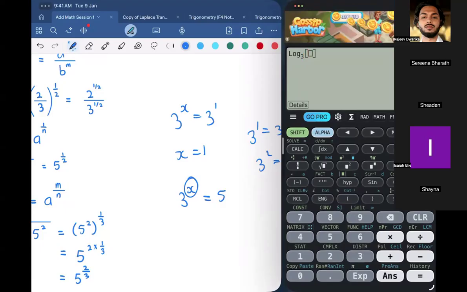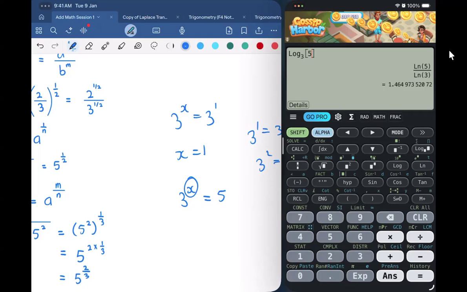And you see 5, you would call 5 the argument, right? The 5 is what you're trying to get. Do you agree with me? We're trying to get 5. Yep. So we're going to put log base 3 of 5, and watch. Look at that. Shay, remember, we said the answer will be between 1 and 2. What are they giving us? Between 1 and 2.